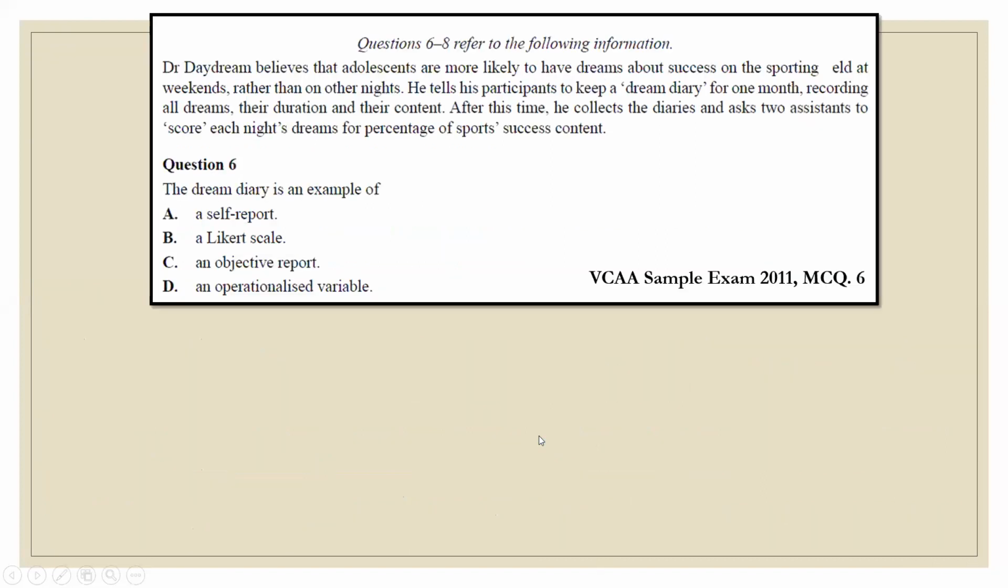Okay, hopefully you guys are okay with that. The next question is just one question. It says 6 to 8, but we're only doing question 6. This is from a really old VCA sample exam, but still relevant for us to look at. So we'll have a look. Give that one a go as well.